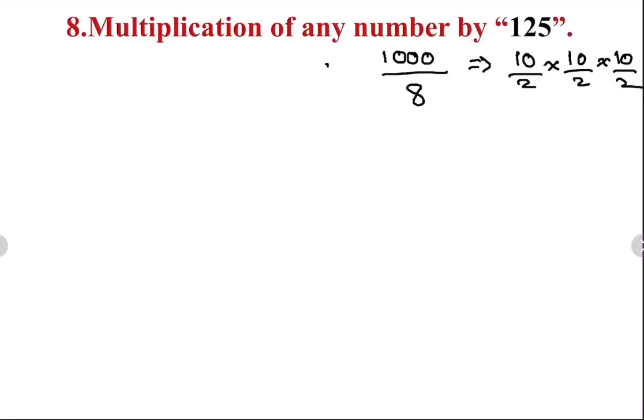Next question. Multiplication of any number by 125. 125 can be written as 1000 by 8. Means 10 by 2, half of it, 10 by 2 and 10 by 2. 3 times you have to do half of the value. For example, if you take 124 is multiplied with 125.